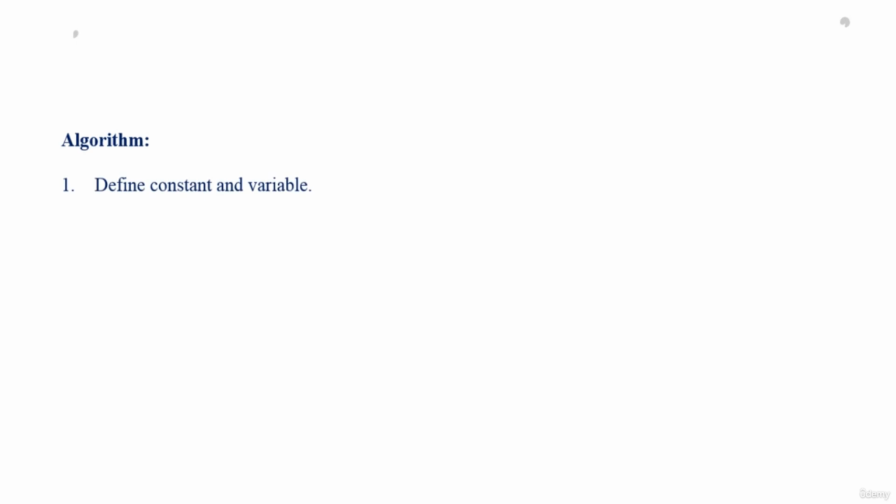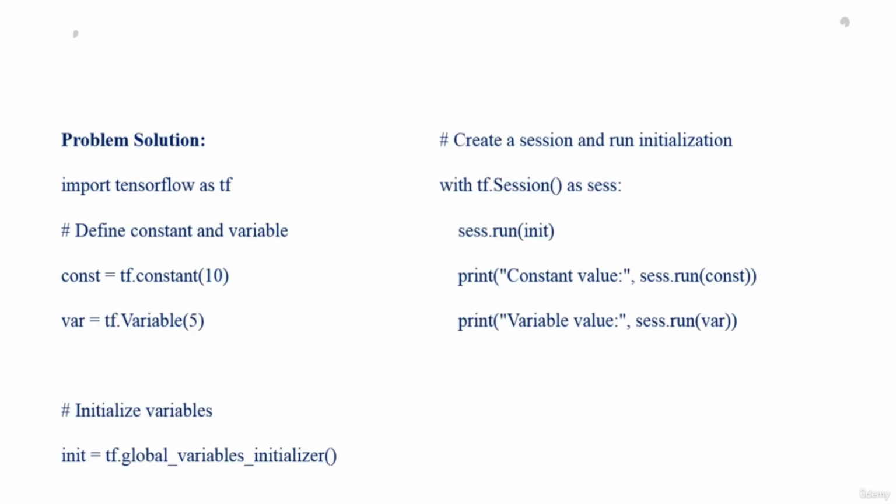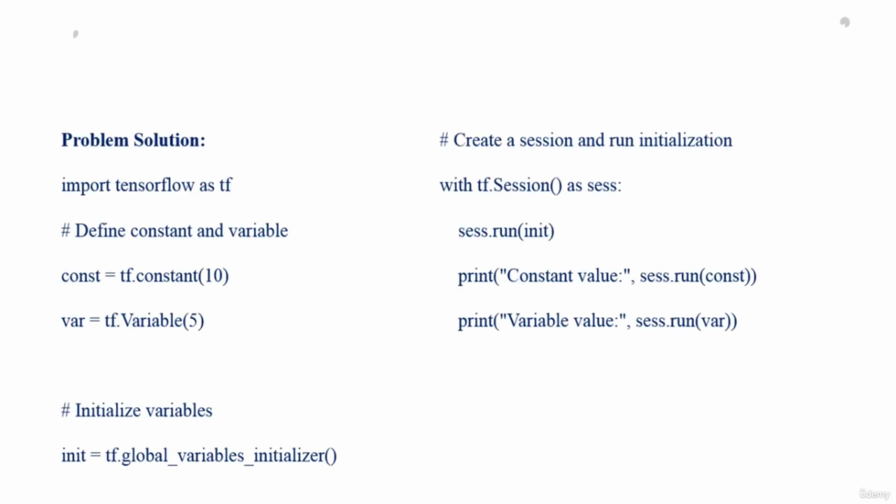Algorithm. Define constant and variable. Initialize variable. Print values. How code is working. The code defines a constant and a variable, initializes the variable, and prints their values. Constants hold fixed values, while variables are intended to be updated. Initialization is required for variables to set their initial state.